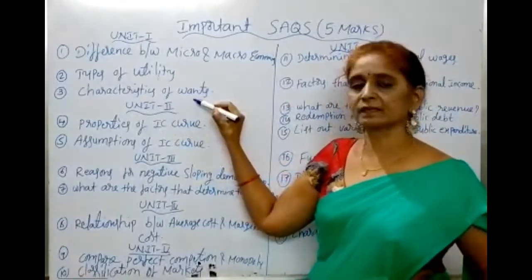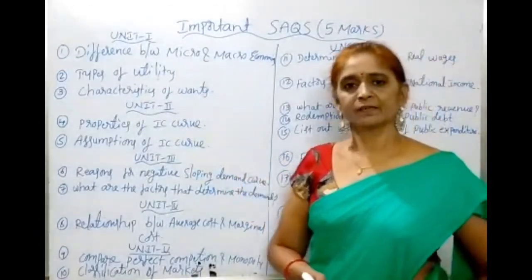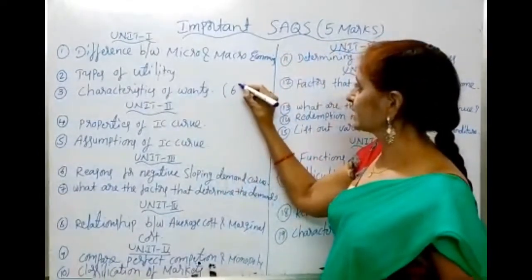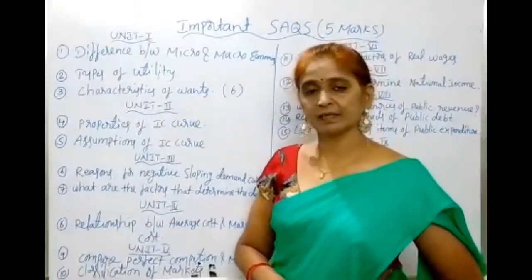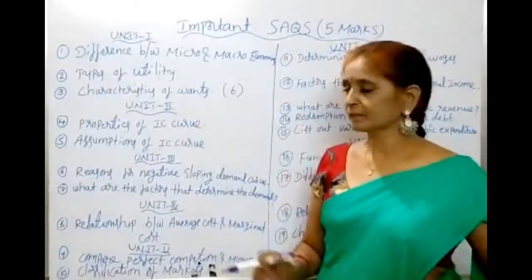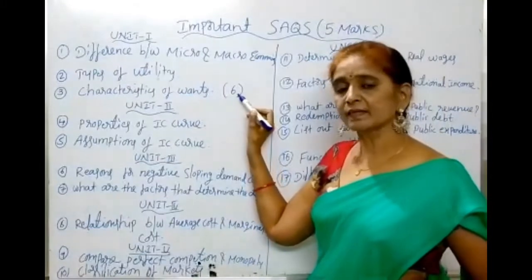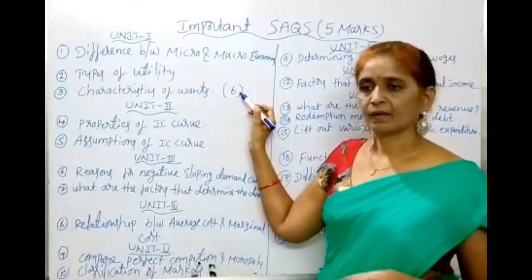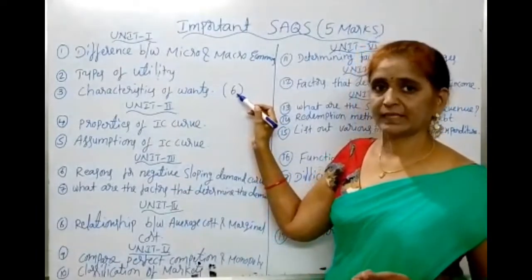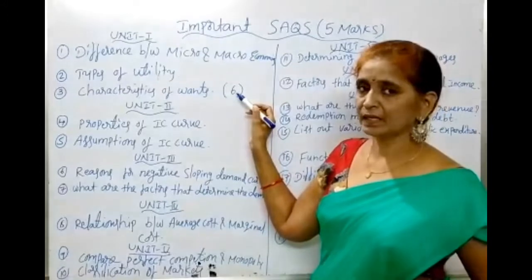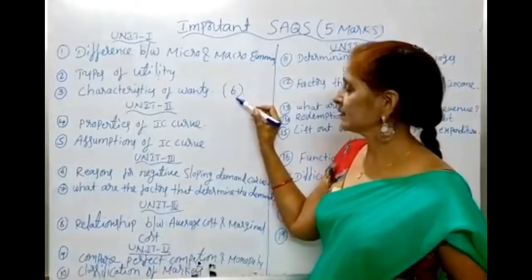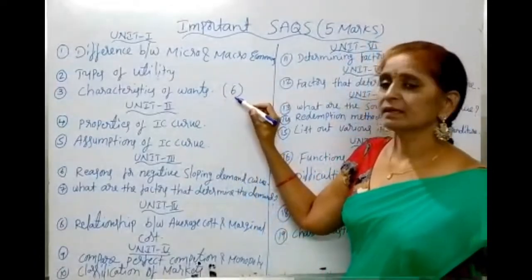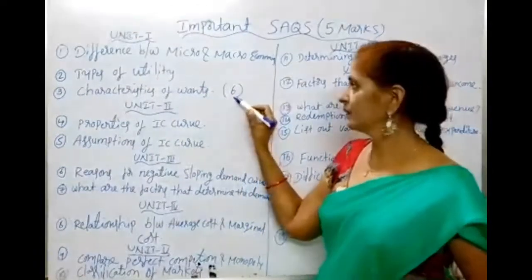Next one, characteristics of wants. First, write the definition for this answer and write any 6 characteristics of wants. More than 6 are there, so no need to present all. Write only any 6 characteristics of wants. 5 are enough, but the precautionary motive you have to write as an extra side heading. Okay guys? In this way, by writing the introduction, you have to explain any 6 side headings regarding wants.